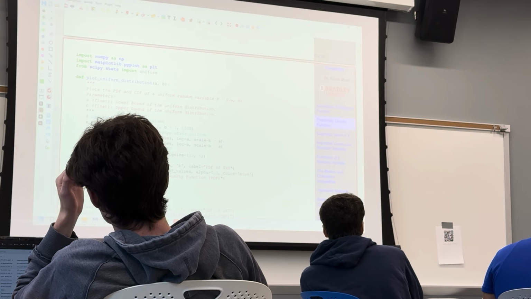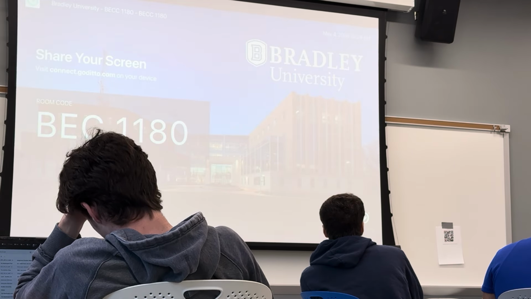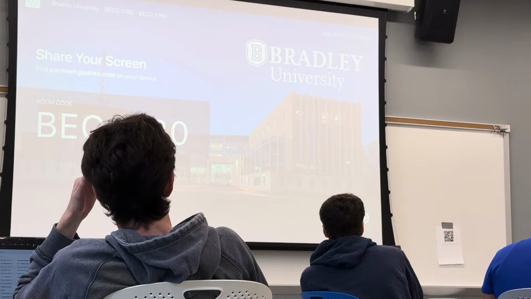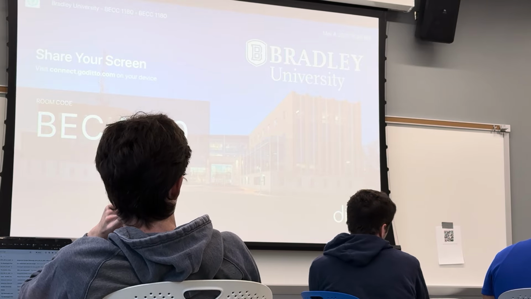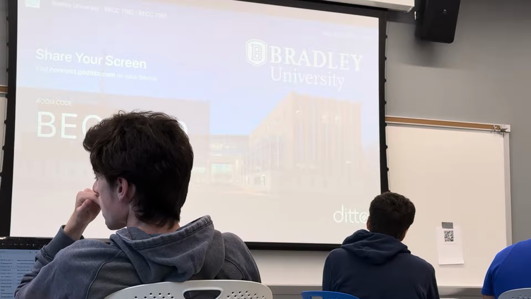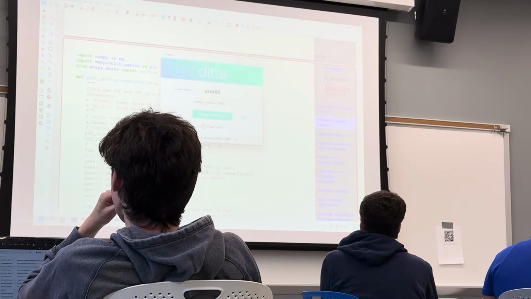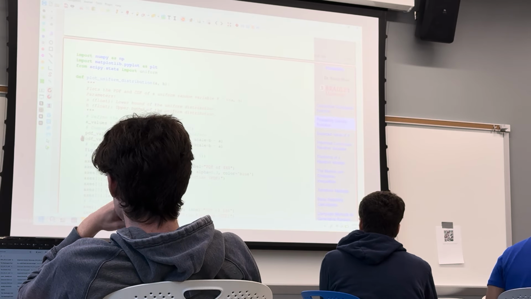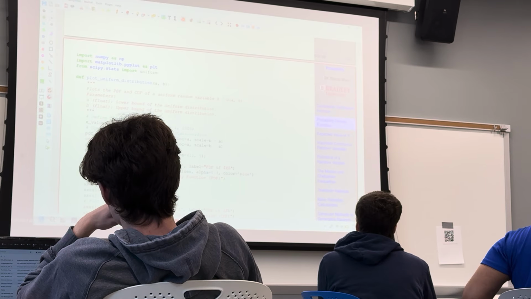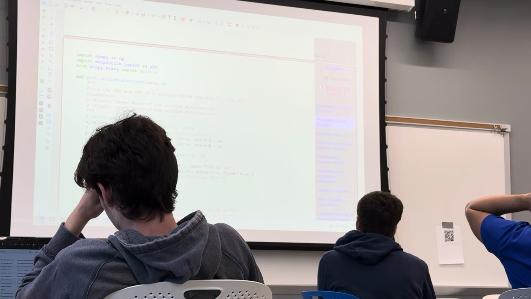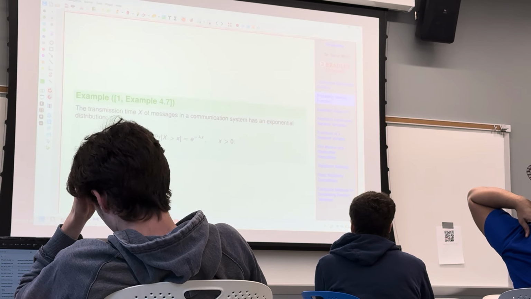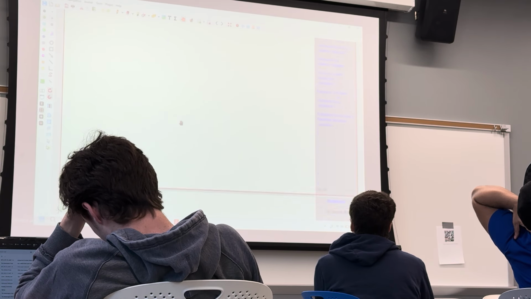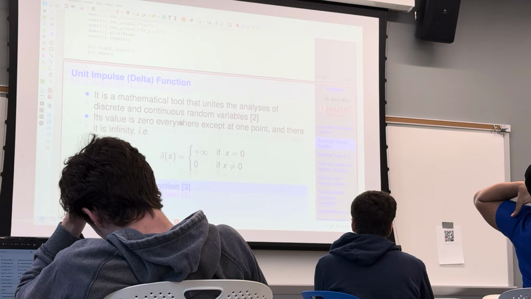For example, from this piece of code, focus on these three syntax: namespace, PDF, CDF. And yes, we have corresponding examples. We will have these examples.